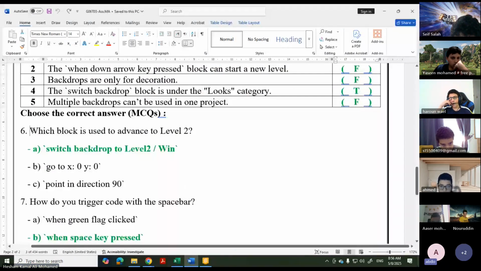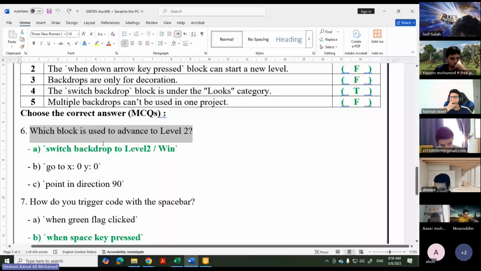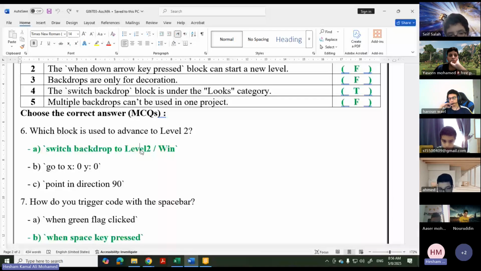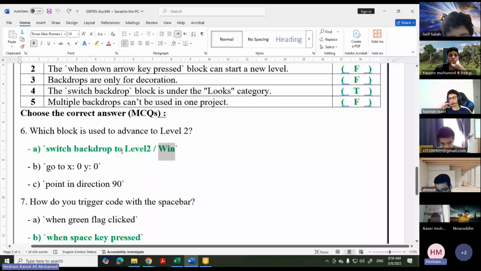Which block is used to advance to level 2? Advance to level 2 means I'm going from one backdrop to another, right? So change the backdrop. Which one should change the backdrop? As you can see, it's number 8: switch backdrop to level 2. Level 1 is the first level in the game. Level 2 is the second level, which is the win level. So which block is used to advance to level 2? Switch backdrop to level 2 is used to advance to level 2.